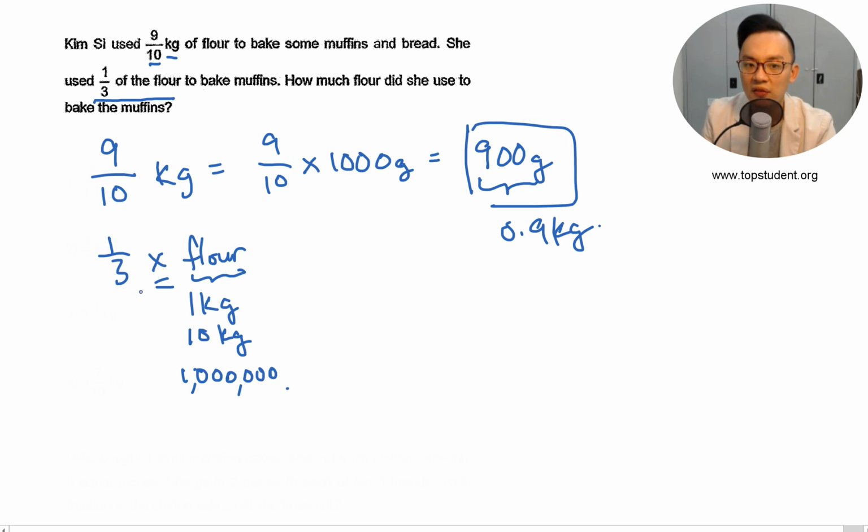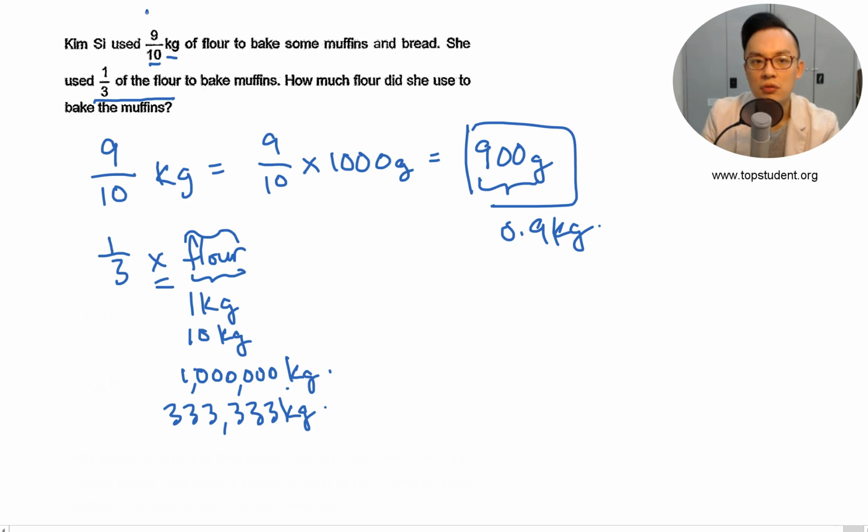If I just tell you 1/3 of the flour can be 1 million kg. Alright. And 1/3 of the flour is 333,333 kg. That's quite a lot of flour. So it really depends on what the flour is. So be very careful about this kind of question because it's very tricky.